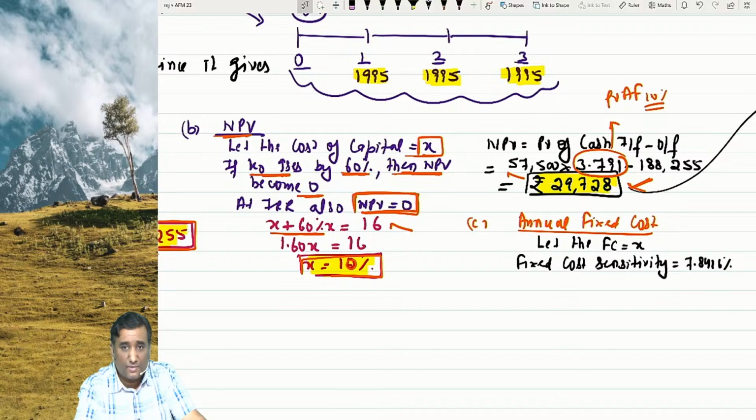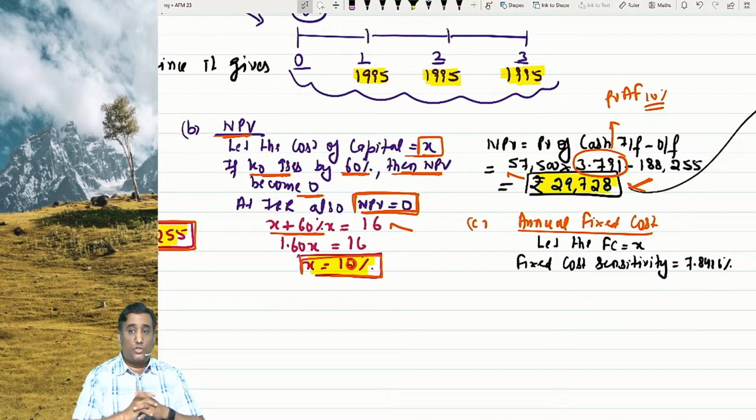And you know how much is your NPV? 29,728. Now I have given the hint. It's annual. Annual means 1 year, 2 year, 3 year, 4 year. In that, in present value term, change should come. Again I am giving you a hint. In present value term, change should come what?